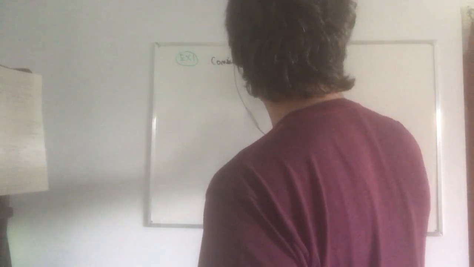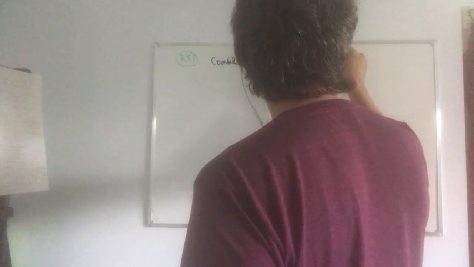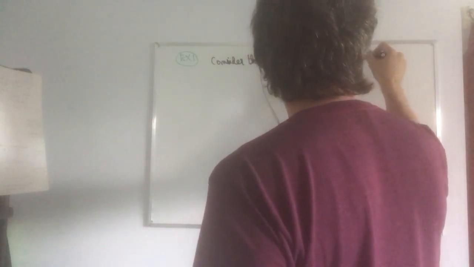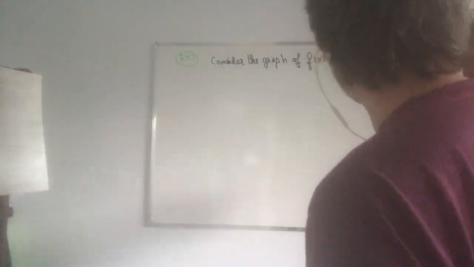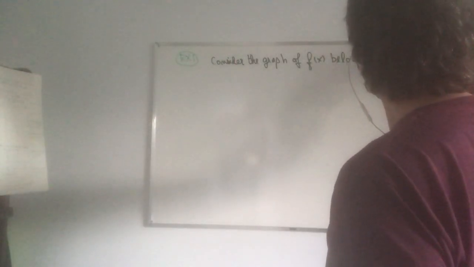All right, so the first example we have, example 1. This is not very dark, so I'll use something a little darker. So consider the graph of f of x below. Okay, we'll sketch a graph in one little moment. Determine if f of x is continuous.